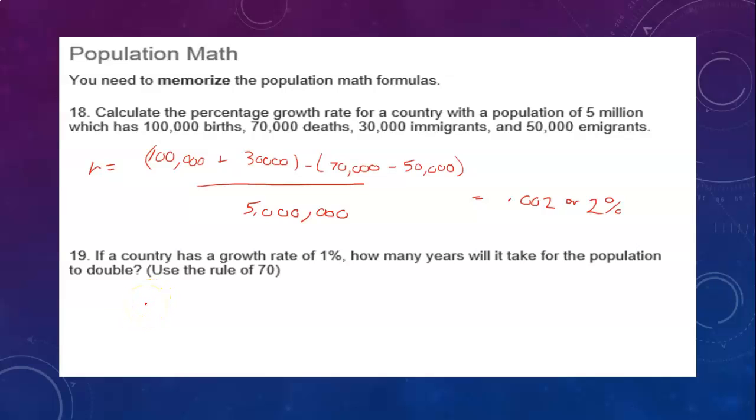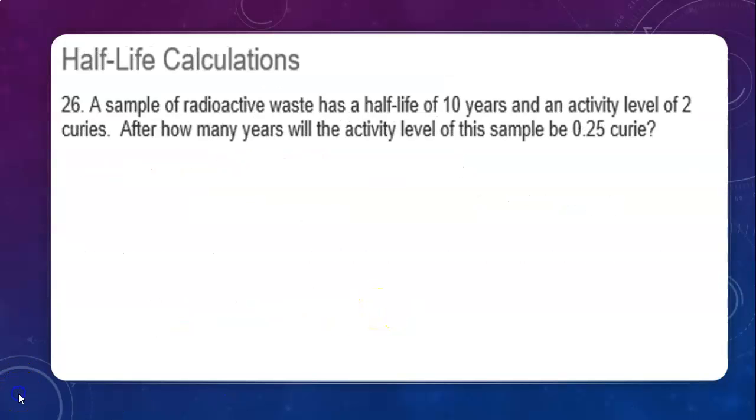And then if the country has a growth rate of 1%, how many years will it take for the population to double? Remember that rule of 70 and you just use percents. And so it was the 70 over the growth rate is equal to the doubling time. So if we do 70 over 1%, and remember you use percents in this, you don't convert it to decimal, then that is going to equal 70 years. That's a pretty big deal.